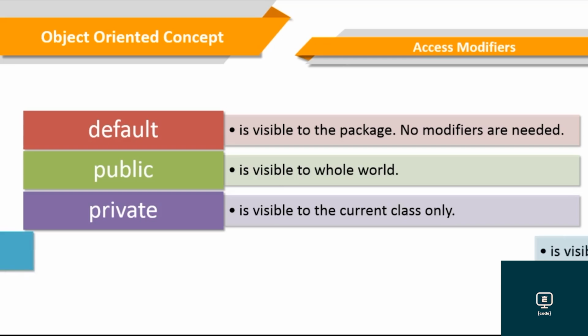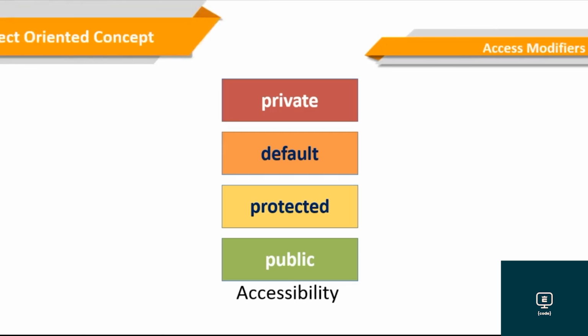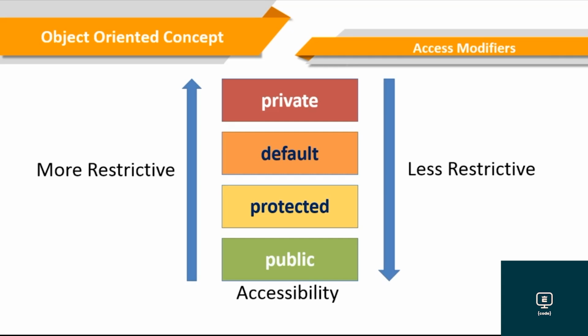The last one is protected. The protected access modifier is accessible only within the same package and, in addition, from all subclasses of its class. So in this part, you see the restrictive level of accessibility of modifiers. As you see here in the slide, the most restrictive modifier is private, and the least restrictive modifier is public. Default comes after private, and protected comes after default.